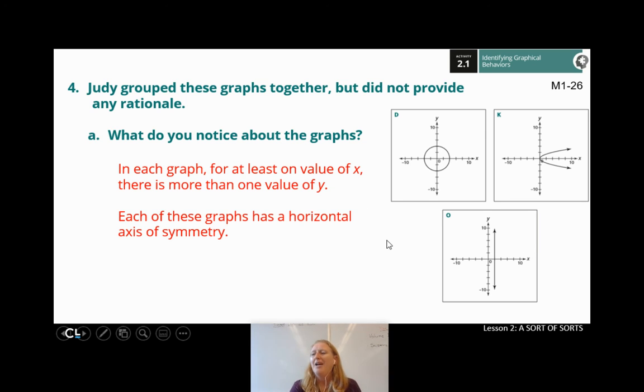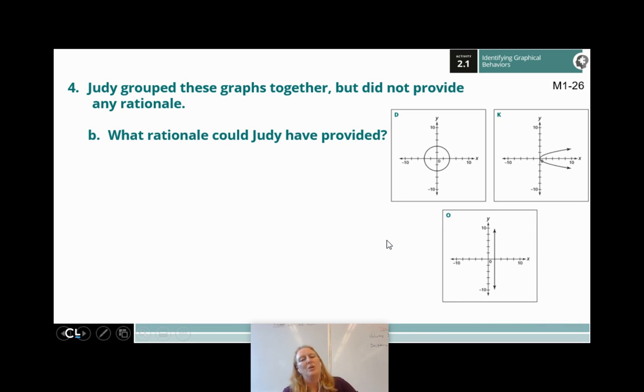Who can say? But let's come down to our last question here, question B. What rationale could Judy have provided? What rationale do you think Judy gave for grouping these graphs together? There's a lot of possibilities. Give me what you're thinking. Go ahead and write it down and then hit pause to write it down, hit play to keep the discussion going.